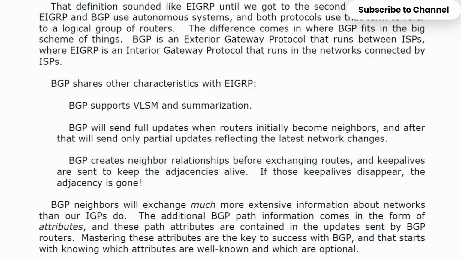Now, BGP neighbors exchange much more information, much more extensive information, I should say, about networks than our IGPs do. The additional BGP path information comes in the form of those attributes that I mentioned a few moments ago, and these path attributes are contained in the updates sent by BGP routers. And we're going to master these attributes, especially the fundamental ones, because they are the key to success with BGP.